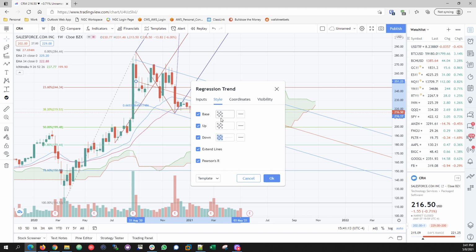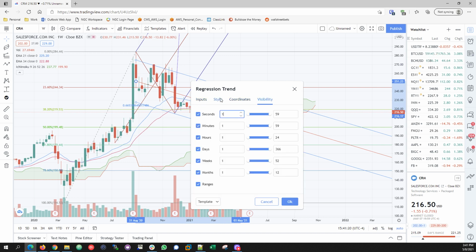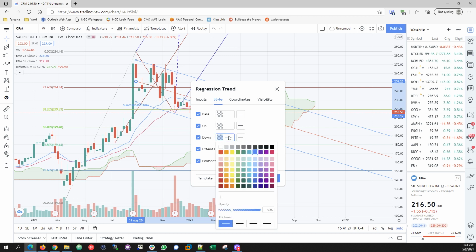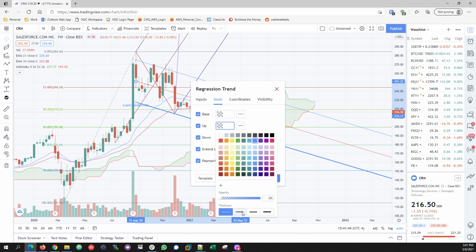Actually, where do I? It's color, and it doesn't really allow me to. Visibility, no. It's weird that it doesn't let me change the thickness. Oh, there you go, okay. I could actually do that from here. Just trying to get used to it. The midline can stay thin. There you go.